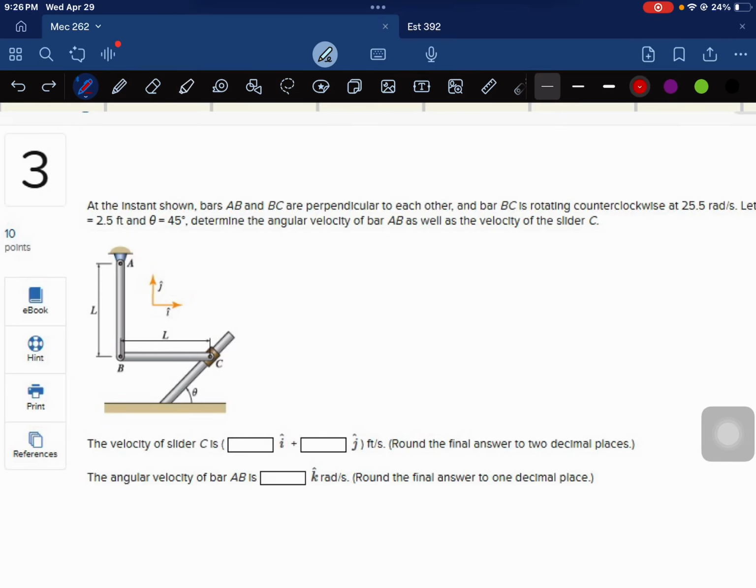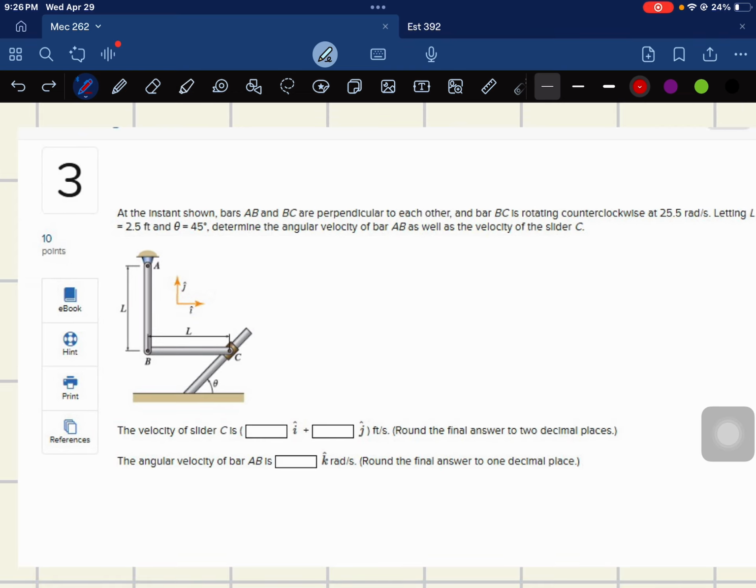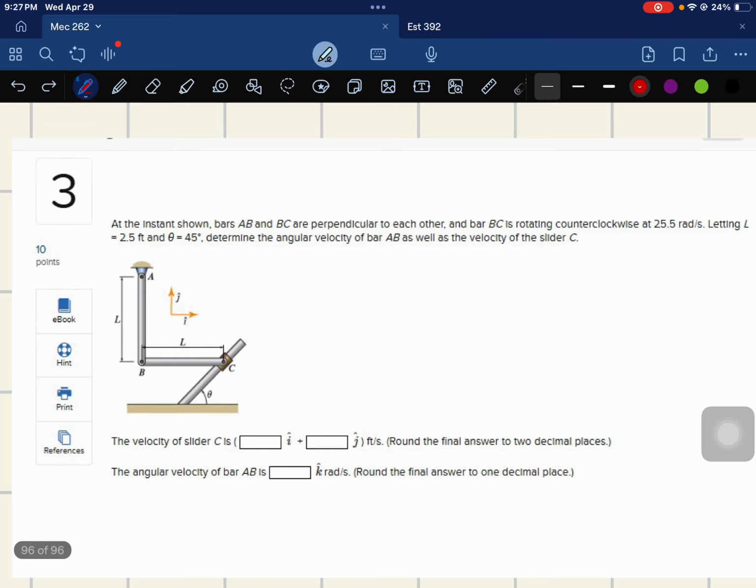Good afternoon. This is an introduction to rigid bodies, and we're going to be doing a kinematics problem where we're given a problem of bars AB and BC that are perpendicular to each other, and we're also given that bar BC is rotating at a given value, and we're also given the value of length and the angle, and we're asked to solve for the angular velocity of the bar AB and determine the velocity of C into components.